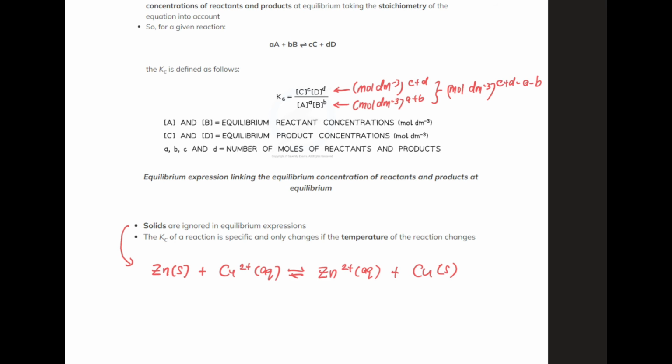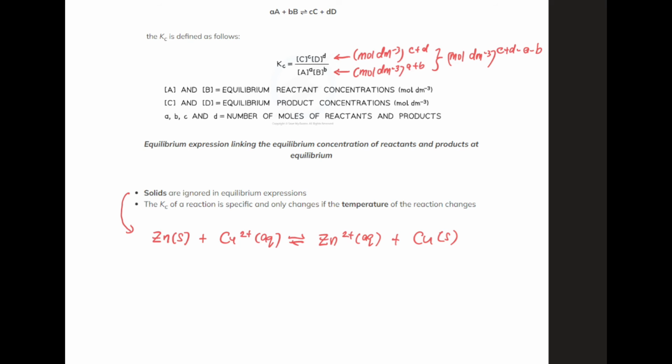Okay, so in this situation, we don't care about the solid. And when we don't care about the solid, when you want to write down the Kc formula, then we just write like this. Kc equal to the concentration of the product, which is zinc 2 plus, raised to the power of 1, because here is nothing, so 1, and then divide by the concentration of Cu2 plus, this is on the reactant side, and raised to the power of 1 as well, as there is no number here. So you can see we don't care about the solid in this case.